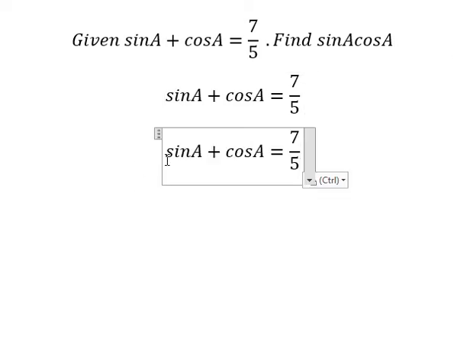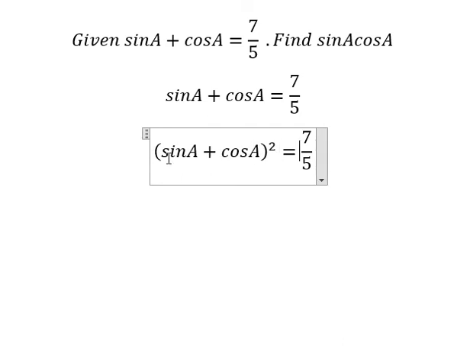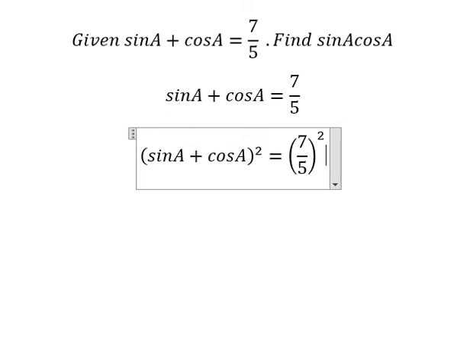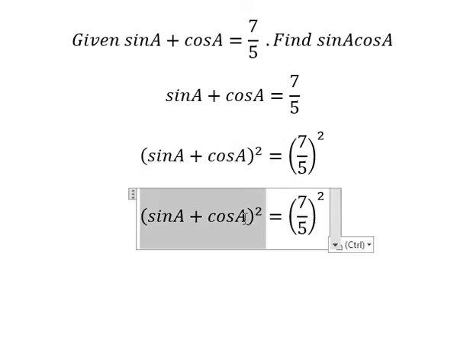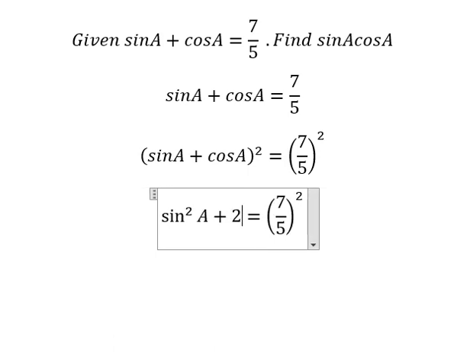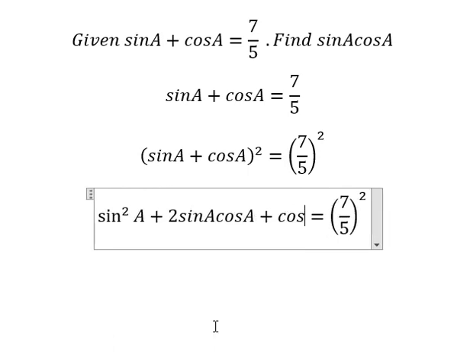Now I need to put the power 2 on both sides. So we need to expand this one, and we have sinA squared plus 2 sinA cosA plus cosA squared.